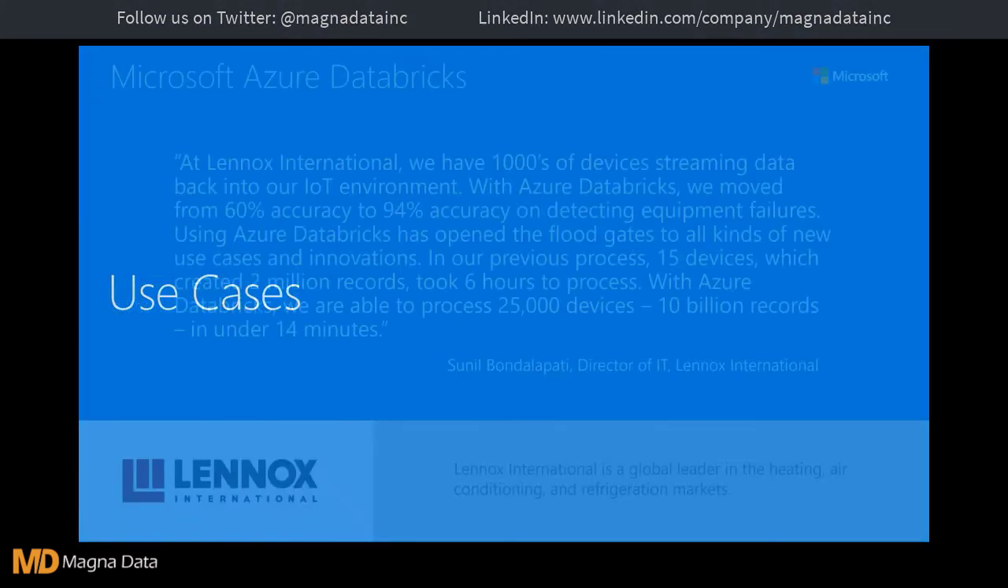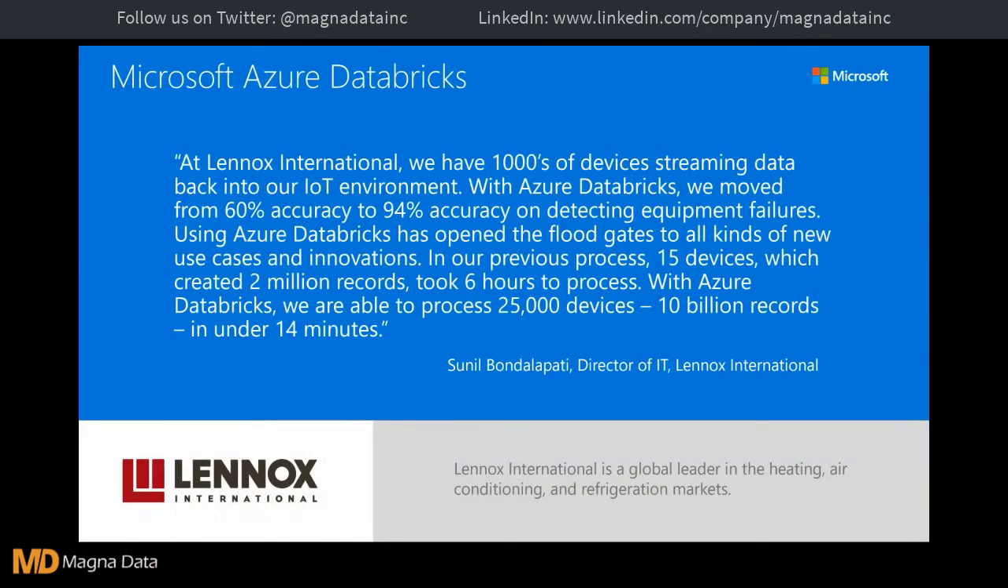Let's talk about a couple of the use cases. So I talked about Lennox. Lennox is a heating, air conditioning, refrigeration company. And so they use IoT devices in all their machines. And with Databricks, they moved from 60% accuracy to 94% accuracy on detecting equipment failure, which really helps them save a bundle. Because if you get to it before it dies, then there's a lot of advantage to that.